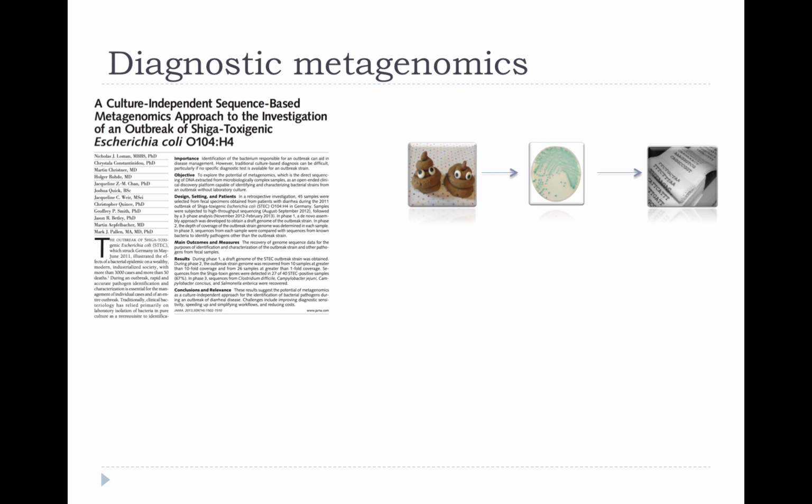So the idea was, in the initial studies, they had cultured the E. coli from the stool samples. You get the E. coli out and then you sequence the E. coli. Could you not get that same information directly by sequencing the stool sample?